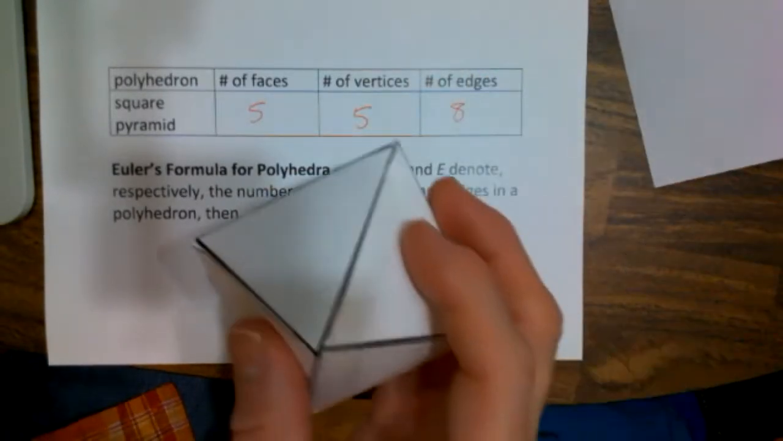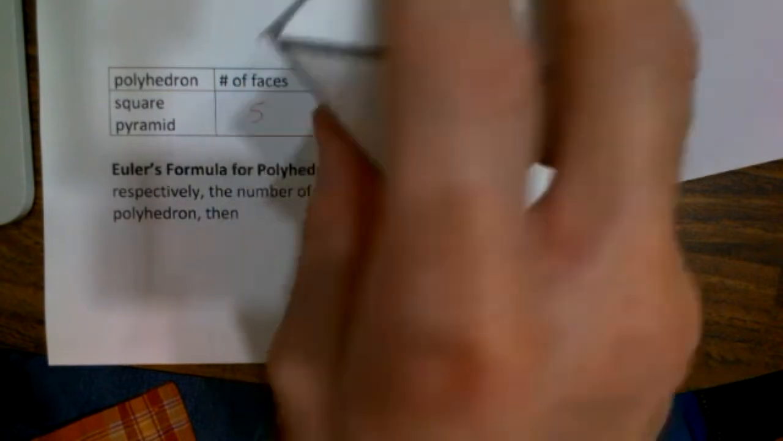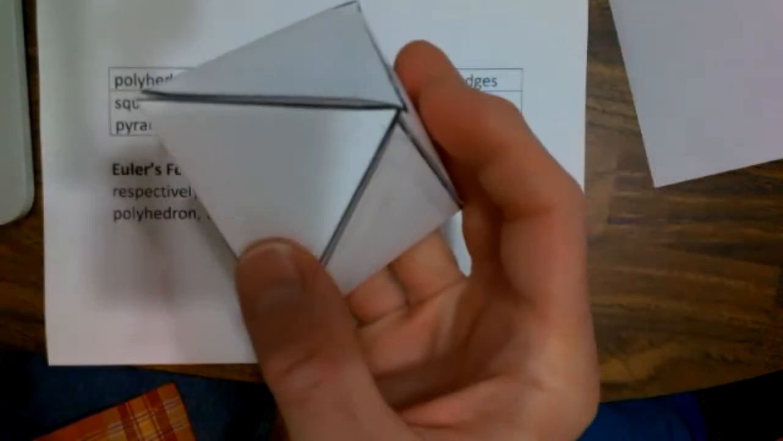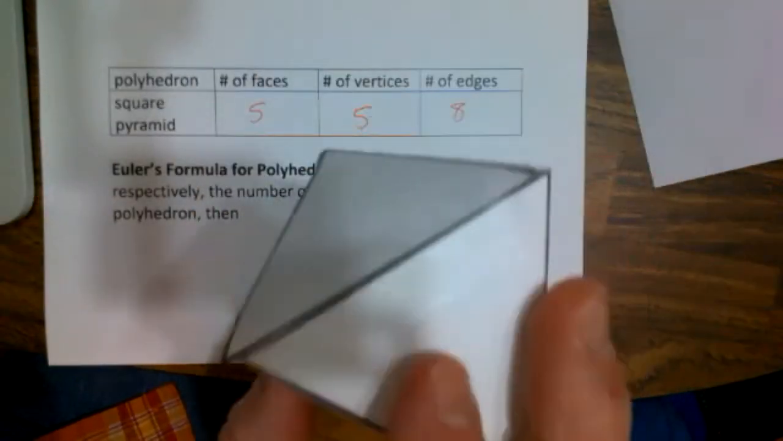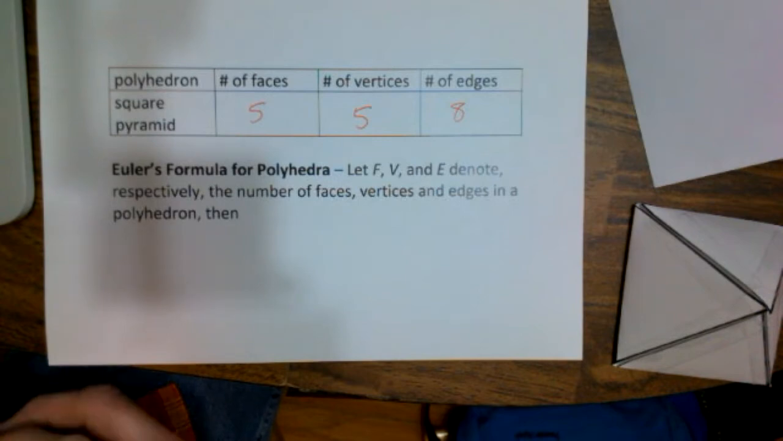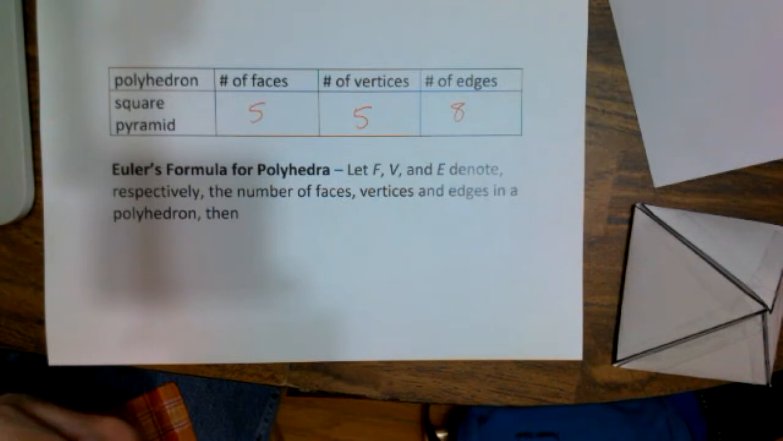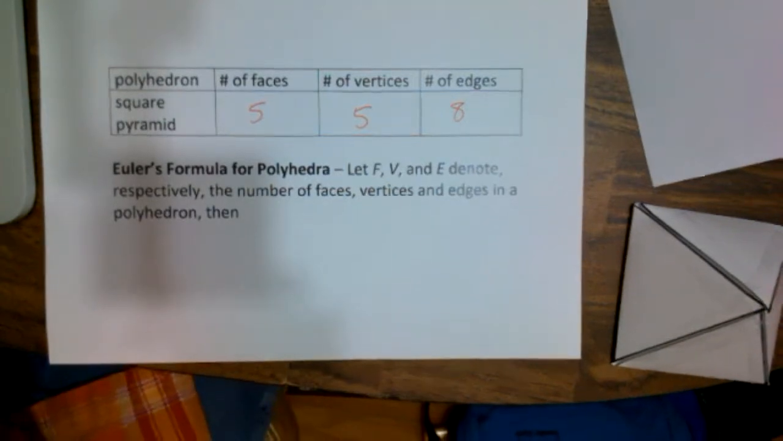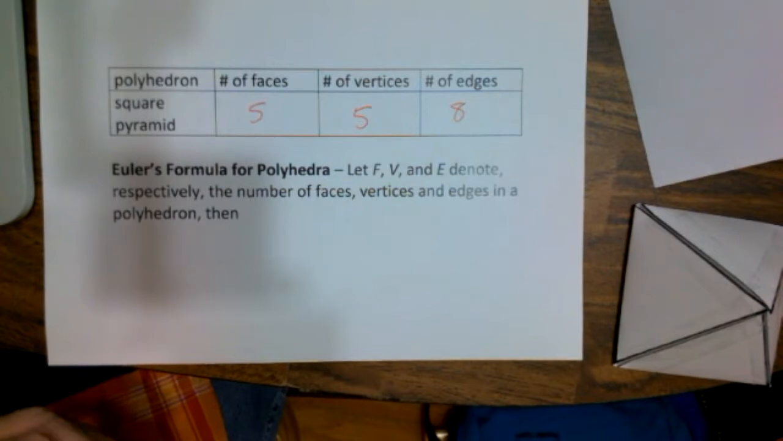Now, there's a formula that relates those numbers of faces, vertices, and edges in a polyhedron. This is true for any polyhedron. And it was developed by a mathematician by the name of Leonhard Euler in the 1700s. He's from Switzerland, so his name is German. We Americans would look at that word and think, oh, Euler, that's Euler. But actually, Euler is the correct way to pronounce that.